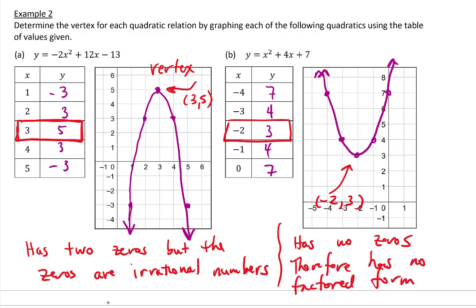So in the first example I gave you, it does have two zeros, but they are irrational numbers, so with our grade 10 methods, we cannot factor this. And for B, the parabola has no zeros, it does not cross the x-axis, so therefore this one does not have a factored form.